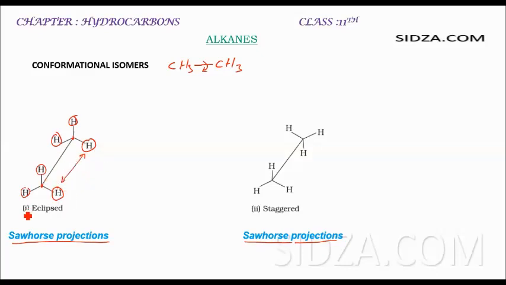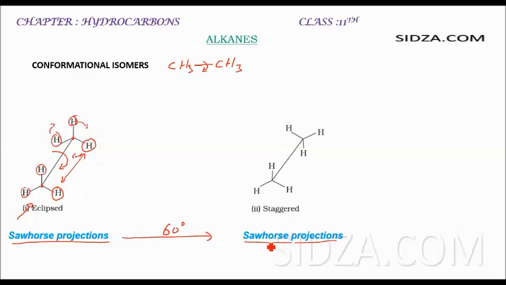Now see what we find between these hydrogen atoms: they are eclipsed. If you look at this molecule from this angle, you'll find that this hydrogen is in line with this hydrogen, and this one is in line with this one. Now if I rotate the molecule around the carbon-carbon single bond by about 60 degrees, this hydrogen will shift here, this will shift here, and this will shift here.